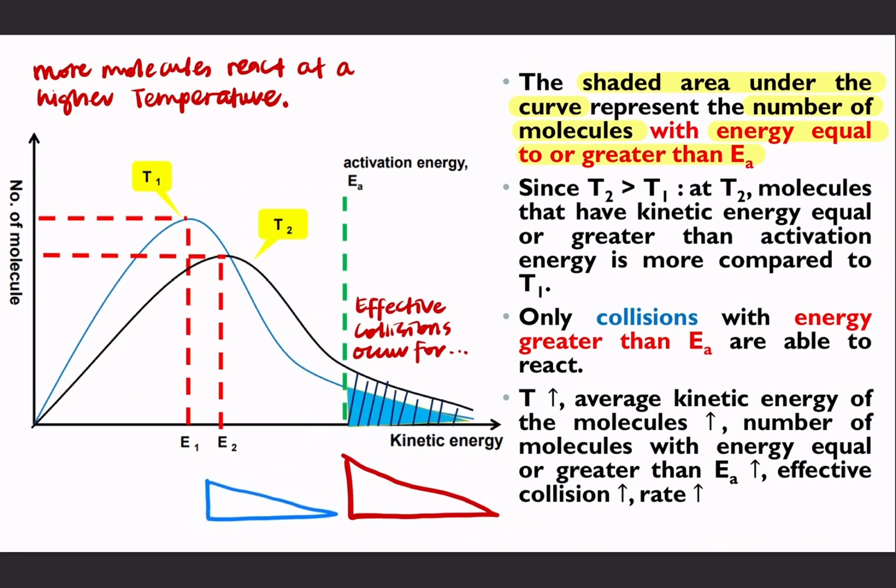Alright, if you can see here, the size of the shaded area for each temperature: the shaded area under the curve for temperature 2 right here is much bigger than the shaded area for temperature 1. So that means there are more molecules possessing enough energy to have effective collision for temperature 2, the higher temperature, than for temperature 1. Alright, I think you can read this on your own.